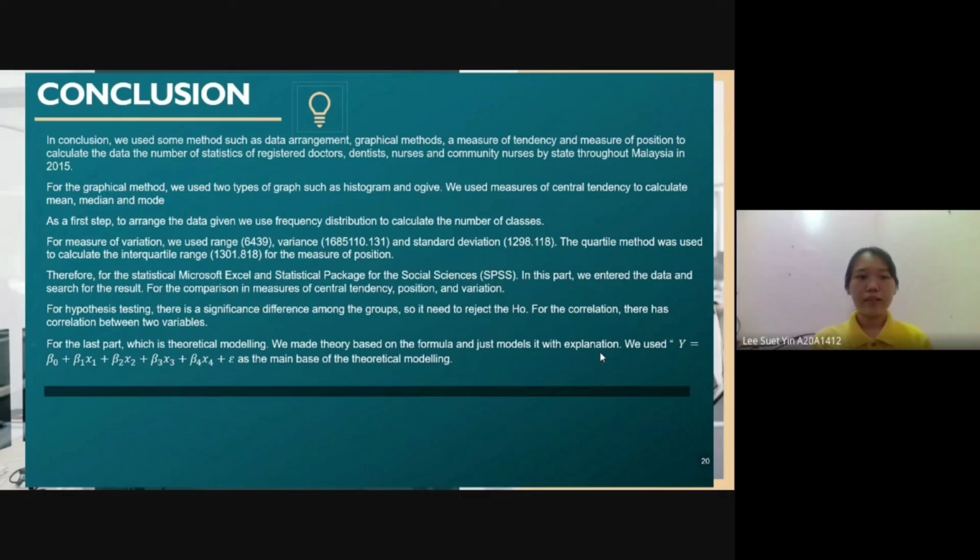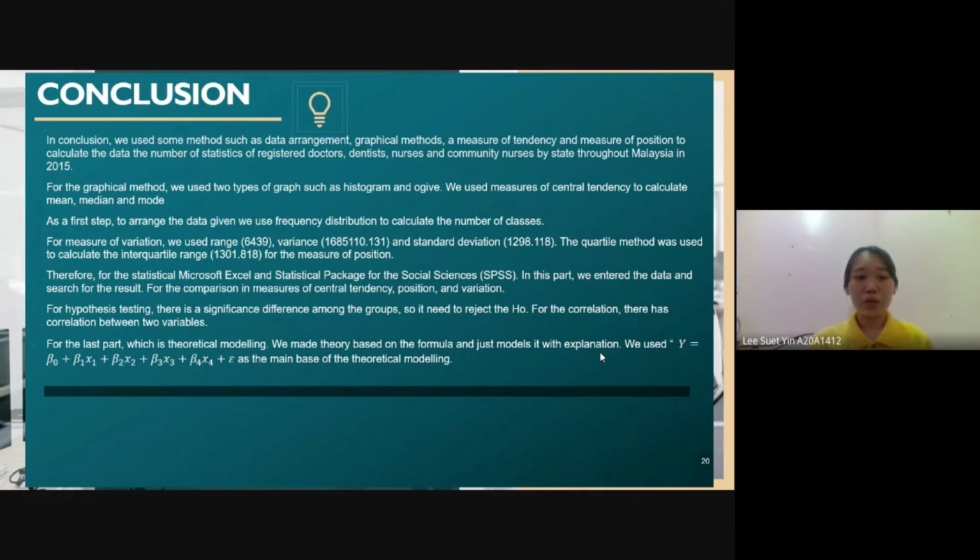Thank you. In conclusion, we use methods such as data arrangement, graphical method, measure of central tendency, and measure of position to calculate the data, the number of statistics of registered doctors, dentists, nurses, and community nurses by state throughout Malaysia in 2015. For the graphical method, we use two types of graphs, histogram and ogive, and we use measure of central tendency to calculate mean, median, and mode.